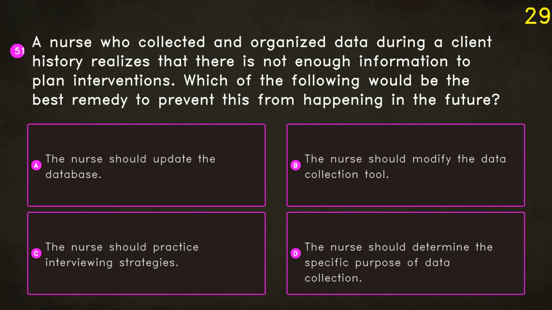Question 51. A nurse who collected and organized data during a client history realizes that there is not enough information to plan interventions. Which of the following would be the best remedy to prevent this from happening in the future?